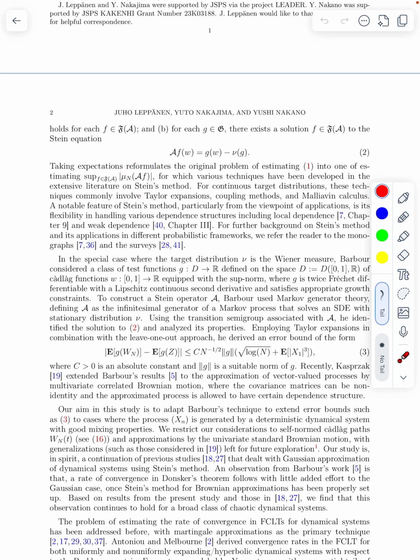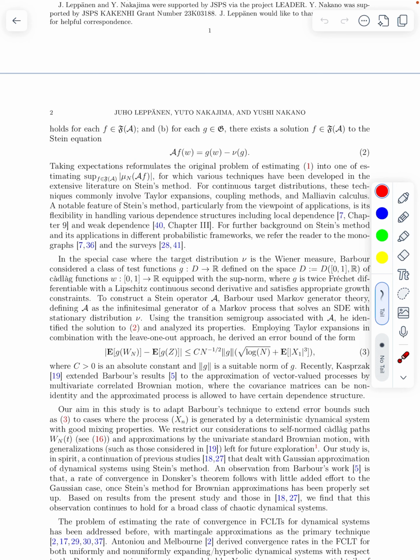And so typically we can use Taylor expansion, coupling methods, Malliavin calculus. Taylor expansion and Malliavin calculus really are, in some sense, doing the same thing. Coupling methods are a little bit different. They're a little bit closer to the thing we're going to talk about today. But broadly, you can do the same deal. Okay.